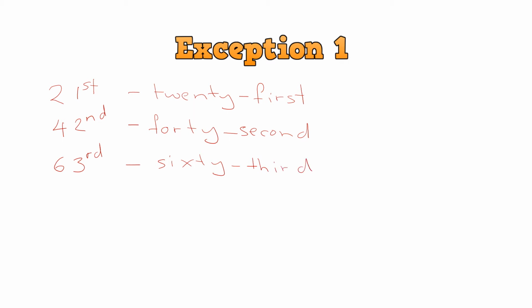So 21st is then spelled just as you would 20, hyphen, first, F-I-R-S-T. For 42nd, you just spell 40 as you normally would, second. And for 63rd, you spell 60 as you normally would, and then you spell third. So those are the exceptions. Anytime you see a number with 1, 2, or 3 at the end, you read it as first, second, and third.